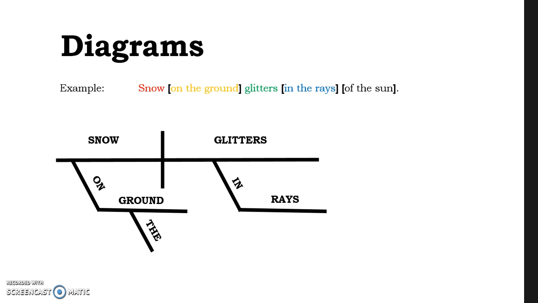What about that last word, the? Again, just like last time, we see that it's a modifier, it's an article, it's an adjective, so we put it on a descending diagonal beneath the object of the preposition.